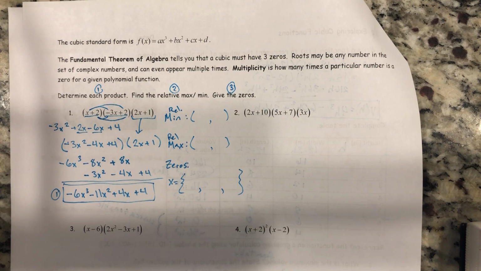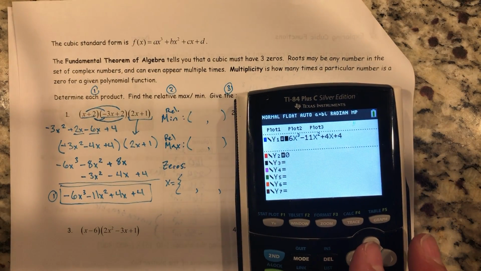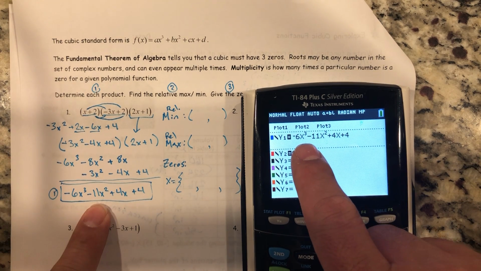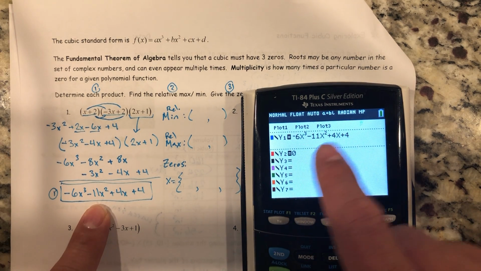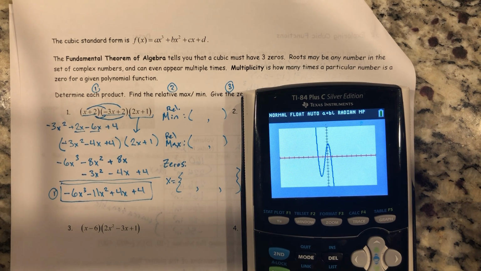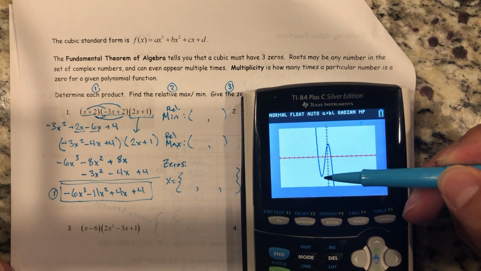Okay, and so this is where in my calculator, if you notice, I've already done this ahead, and I put in the standard form of what I had here. In y2, I put in 0. Okay, when you go to your graph, that's what it looks like. Relative min is this, the bottom of this curve right here.